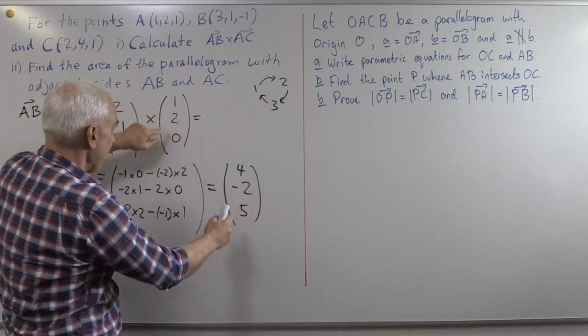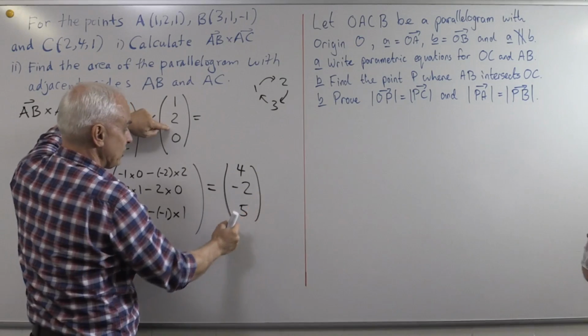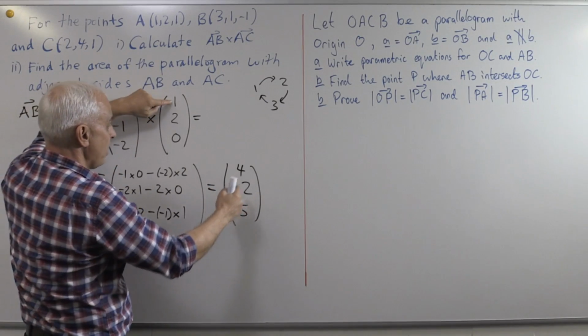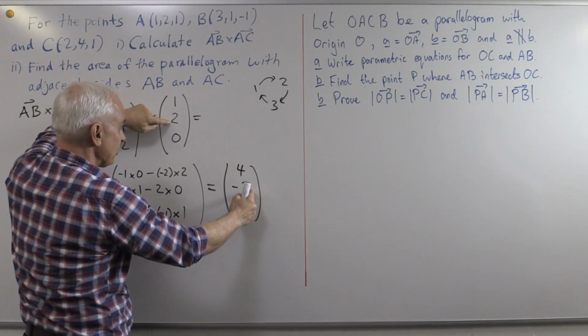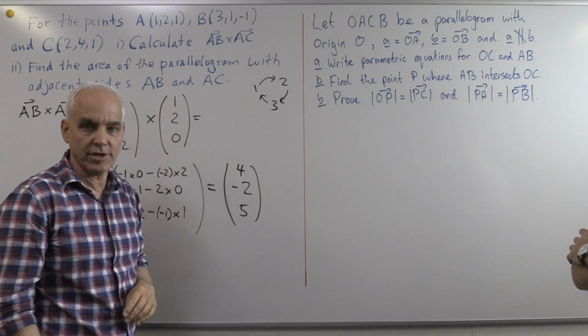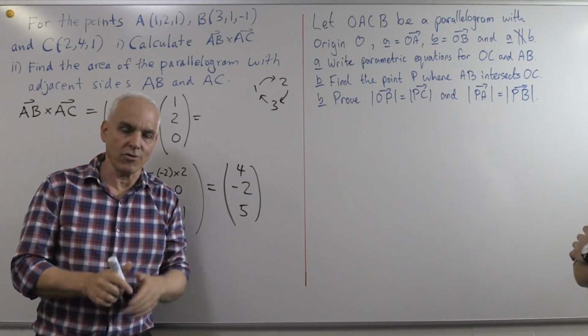And similarly, we'll check that the dot product between these two gives 0. 1 times 4 plus 2 times minus 2 plus 0 times 5, that's also 0. So we've checked that, yes, our cross product is right.